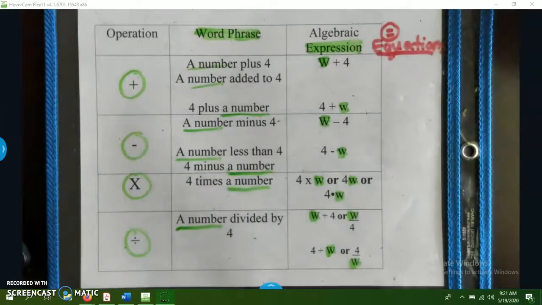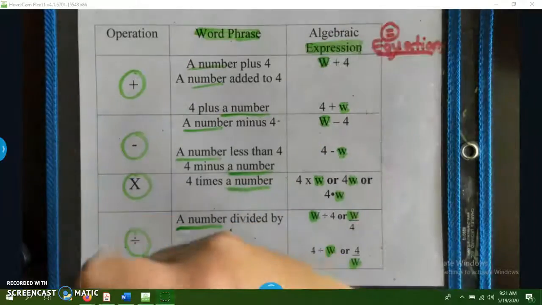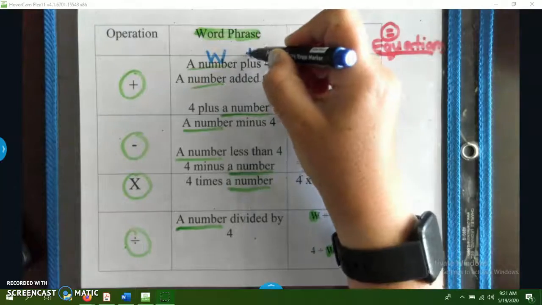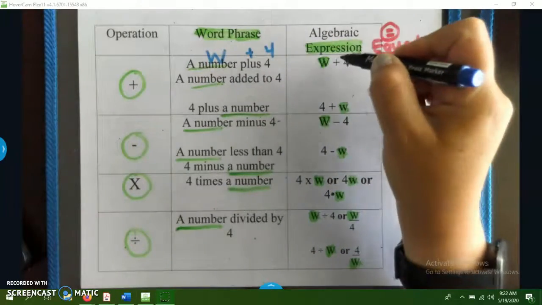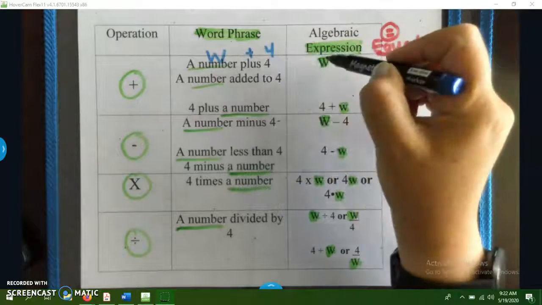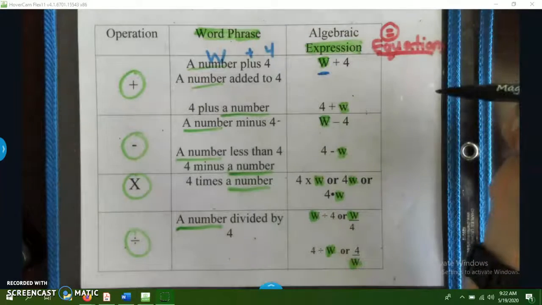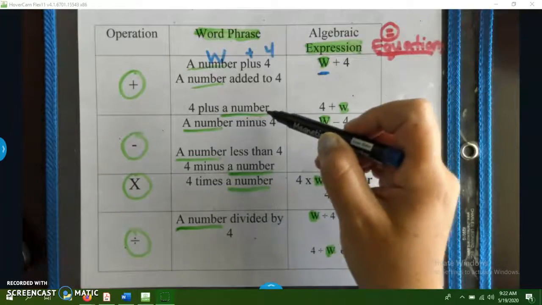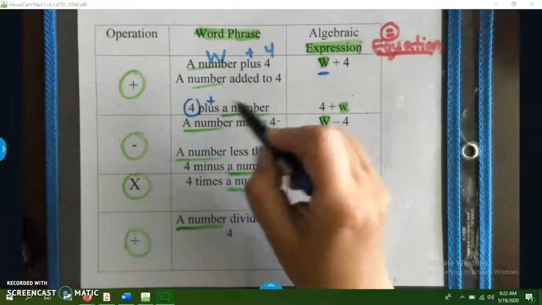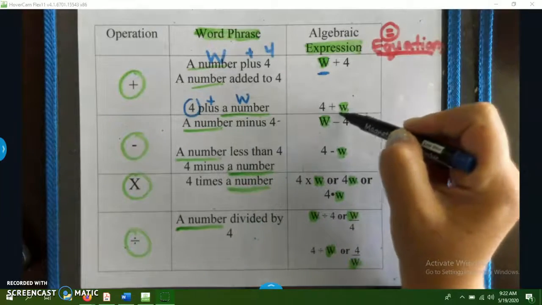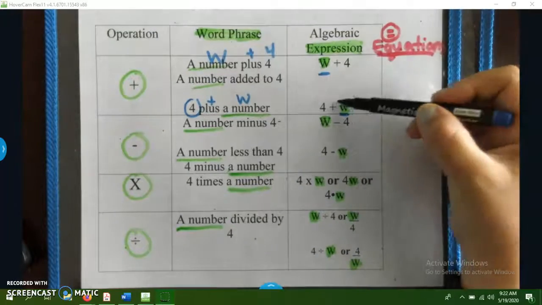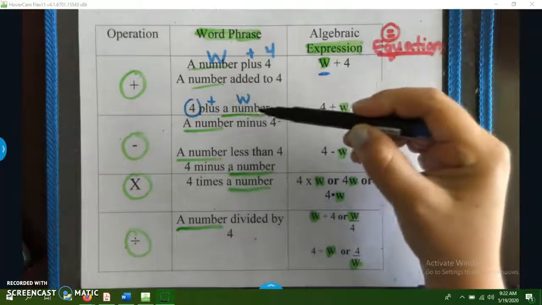So, take a look. A number tells us that we are talking about our variable plus 4. Now, a number plus 4, and I like to write them as I go because it helps me to get the expression at the end. A number plus 4, you'll notice the variable comes first. However, on the second example here for addition, you'll see 4 plus a number. That means that the variable becomes the second thing that you write. So it is very important that you write them in the order that they are described in the phrase.